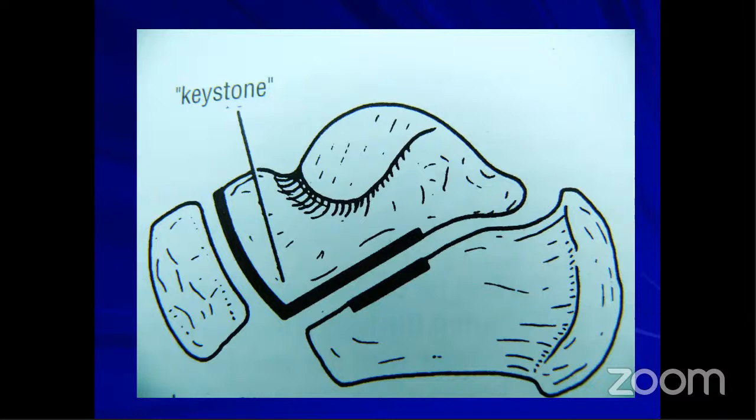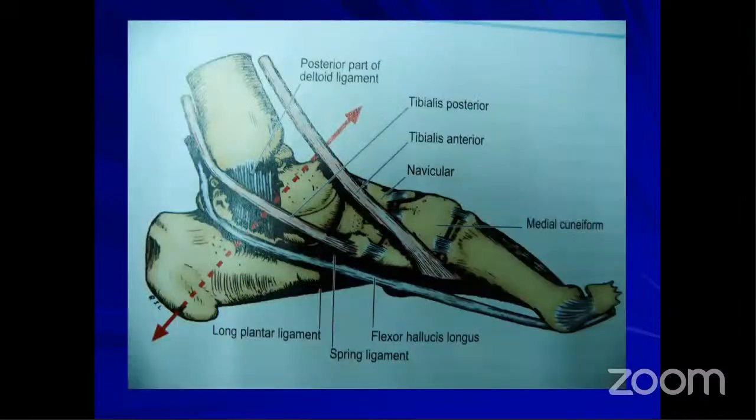And the keystone here is this talus, which is resting on the dome. And if the keystone collapses, the arch collapses. So you have no choice but to understand this mechanics of the foot to understand the foot. So let's look at the anatomy here.